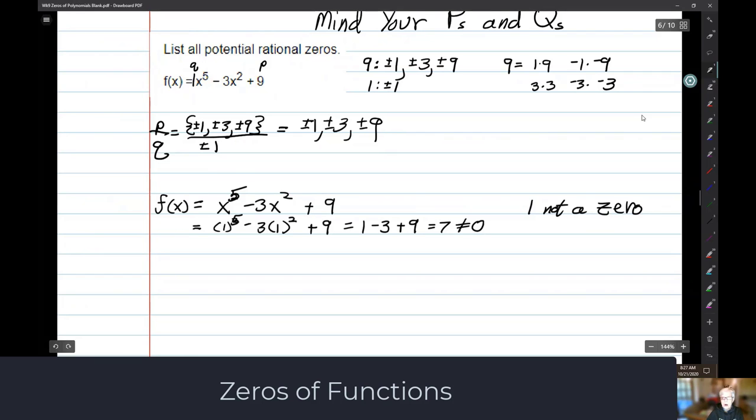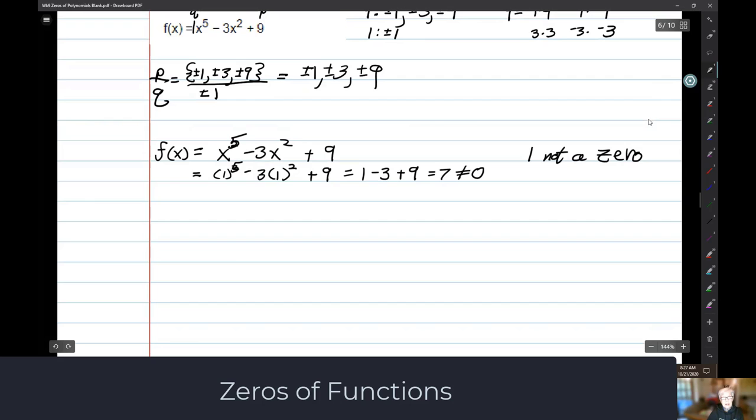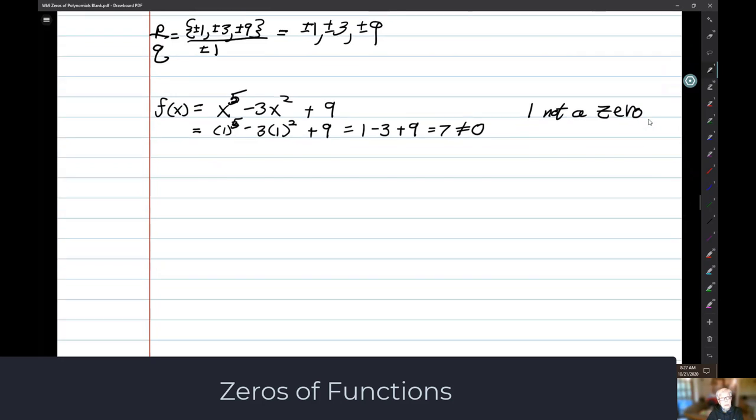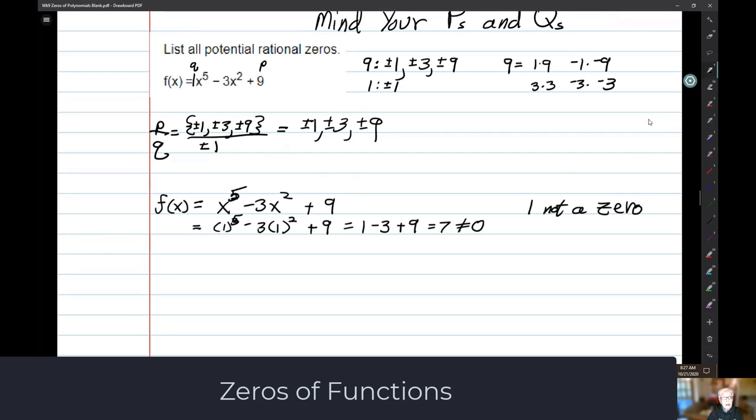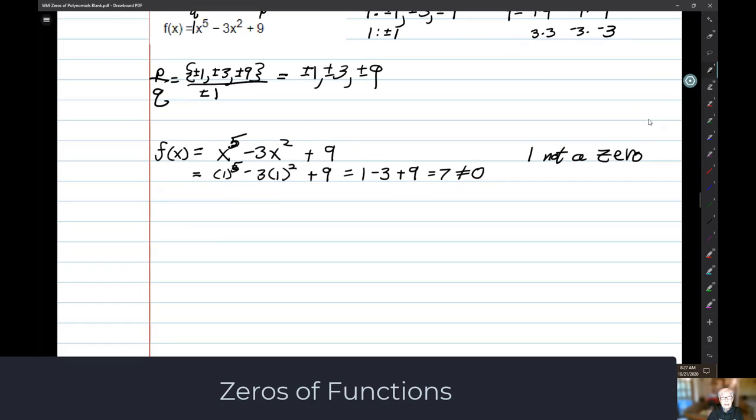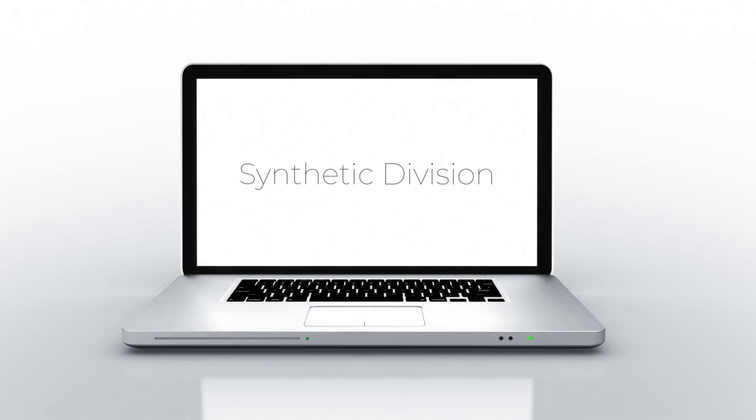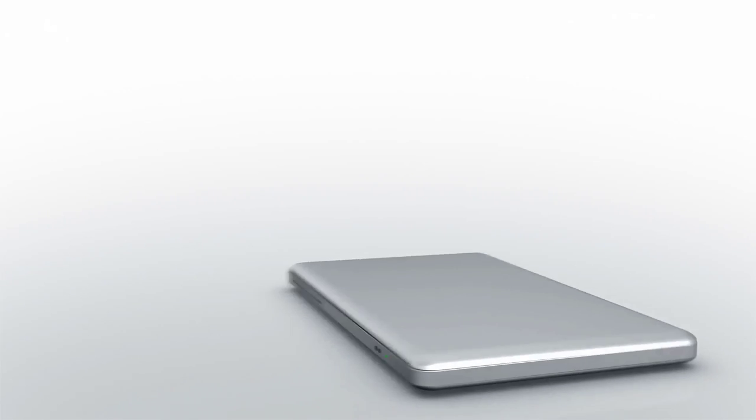And you can do this with all of them. It's kind of boring. There's another method we're going to go into in more depth tomorrow. And that is synthetic division. And we might as well start going over it today.